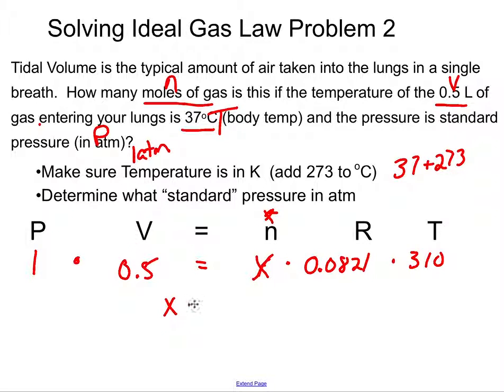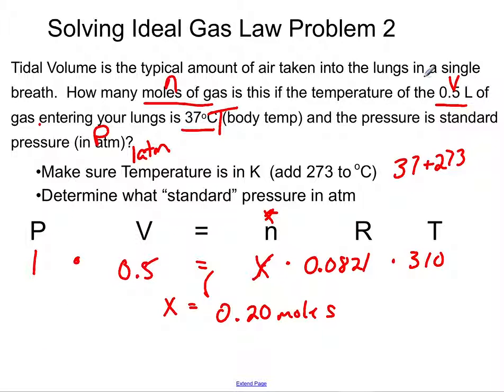And when I do basic algebra and get X by itself, you should try that now, it is 0.20 moles. I rounded a little bit, but 0.20 moles of gas. So if you're wondering how much air you just took in that breath, it's about 0.2 moles of gas. And it doesn't matter what gas, although we know it's nitrogen, 78% nitrogen, 21% oxygen, but that's how many gas particles if we convert it to moles.